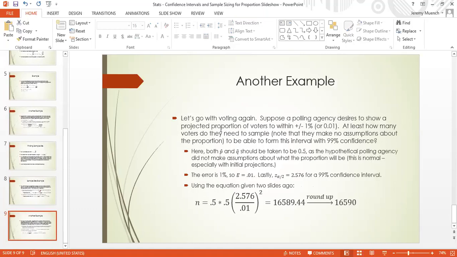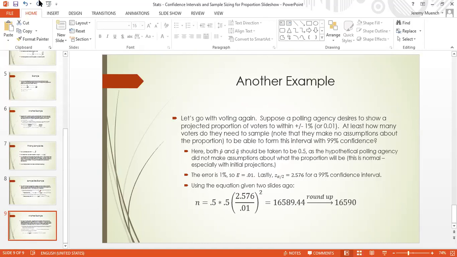Let's go with voting. Voting is kind of the most common way that we see confidence intervals for proportion come around. You have seen confidence intervals for proportion whenever you watch the news and anyone's talking about an election. They always say, we have this many people reporting in, and we expect these are going to be the votes to within this margin of error.